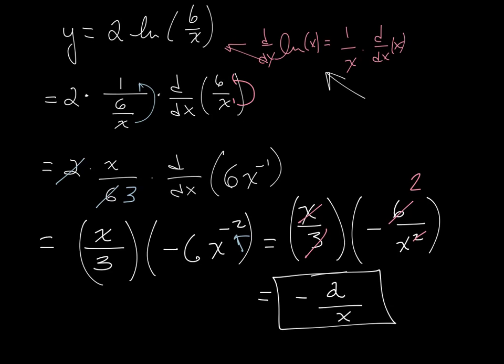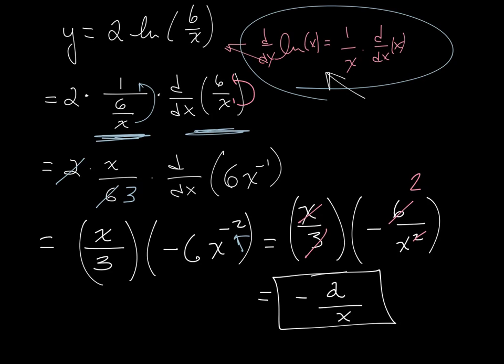But kind of the keys to this is 1, the derivative of ln of anything is 1 over the anything times the derivative of the anything. And then the other big key was to recognize that you could write 6 over x as 6x to the negative 1 power. So then we just end up with an actual power rule.